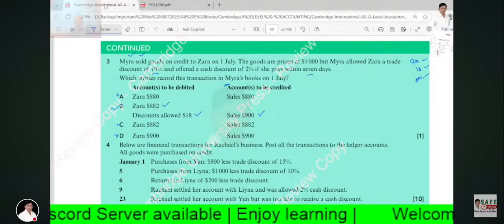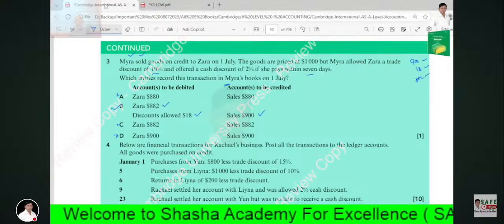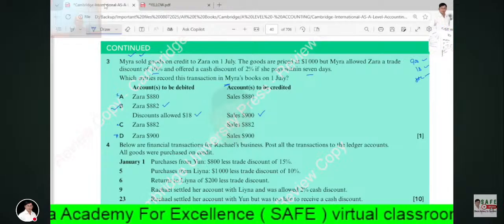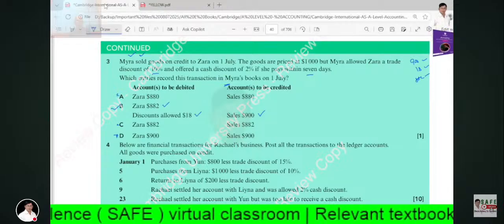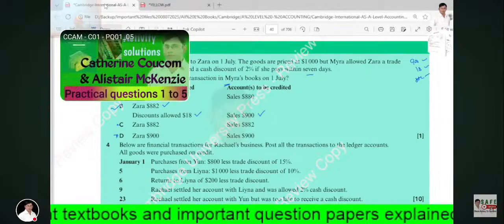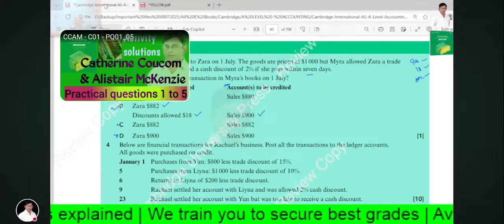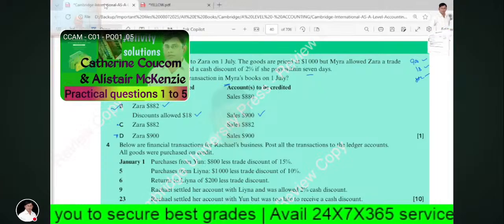Below are financial transactions for Rachel's business. Post all the transactions to the ledger accounts. All goods were purchased on credit. So this is a ledger book, and you can try answering this. Suppose you have any doubts, you can get back to me as a comment below this video.